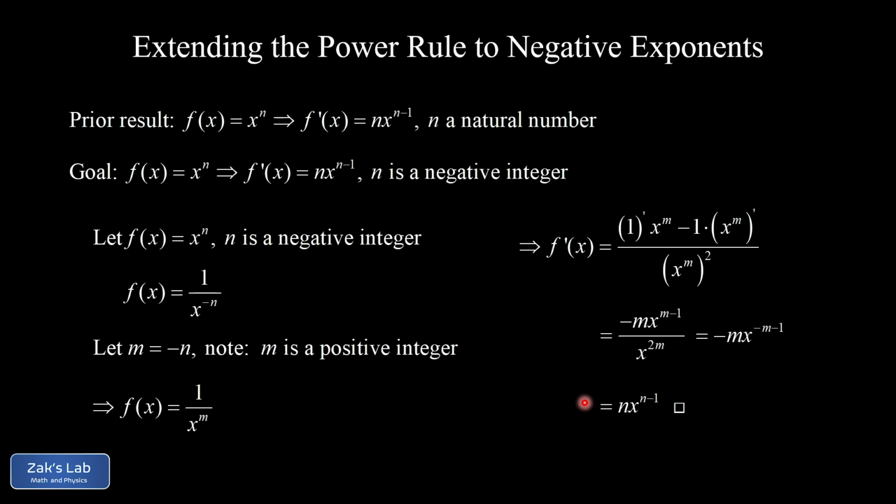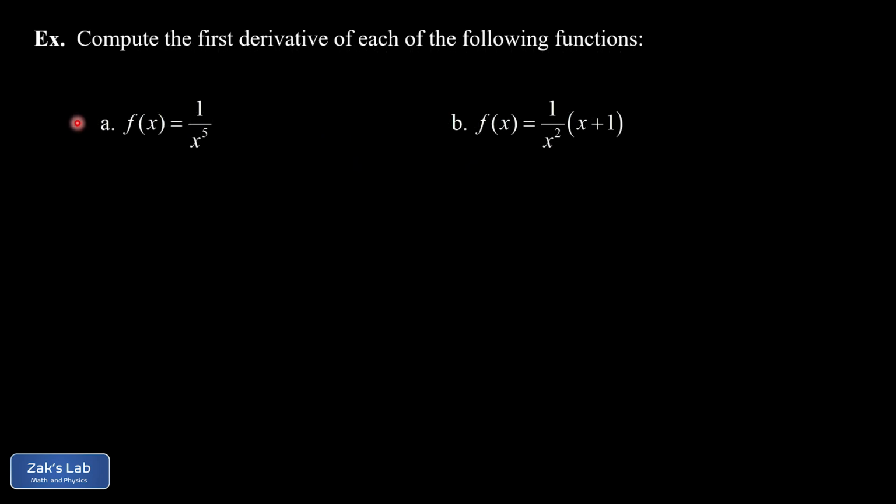So we tack on a little box, which is equivalent to saying QED, or that's the thing we were trying to prove. All right, so now that we know the power rule works for negative exponents, let's put this into practice by solving a couple quick examples. So we're asked to compute the first derivative of each of the following functions. The first one is 1 over x to the 5th. The second one is a little more complicated. It's a product of 1 over x squared and x plus 1.